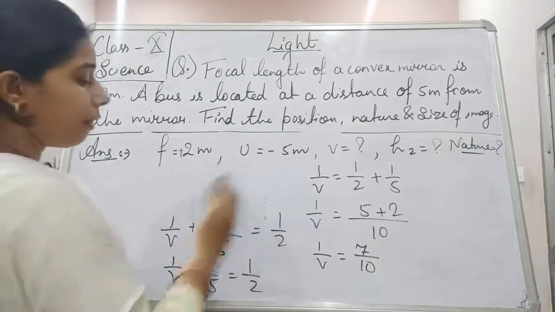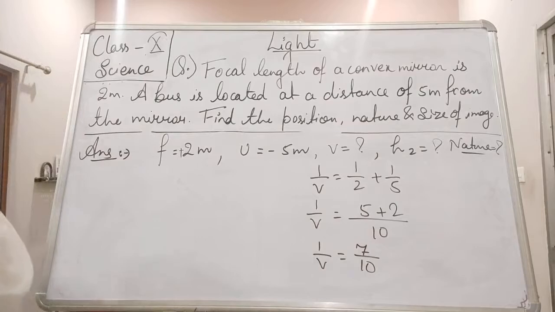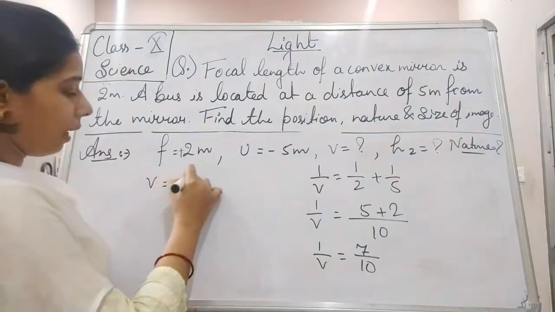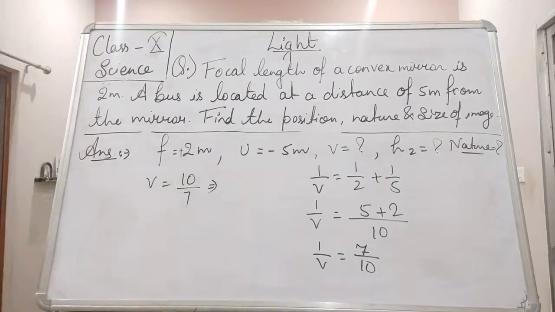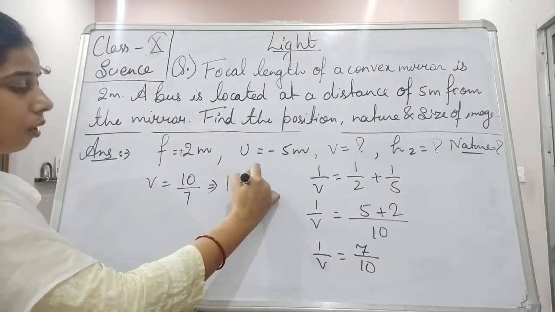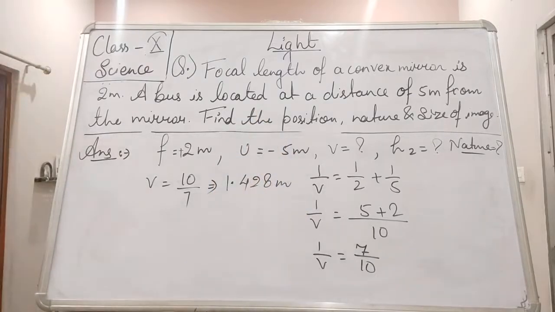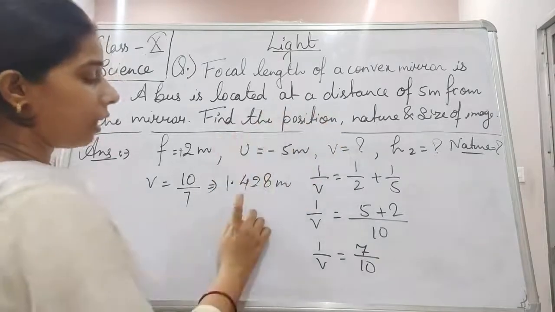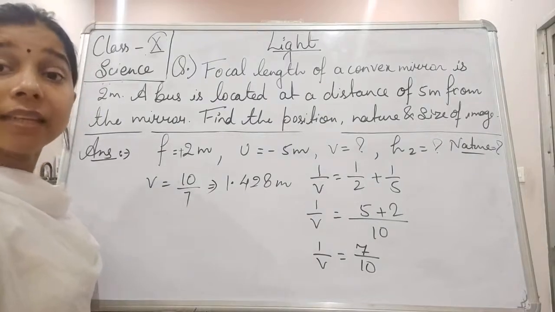Now if we want to get the value of v, it means the position of the image. So v is equals to 10 upon 7. Or we can say that dividing this we get the value 1.428 meter. So this is the position of the image, that is 1.428 meter.